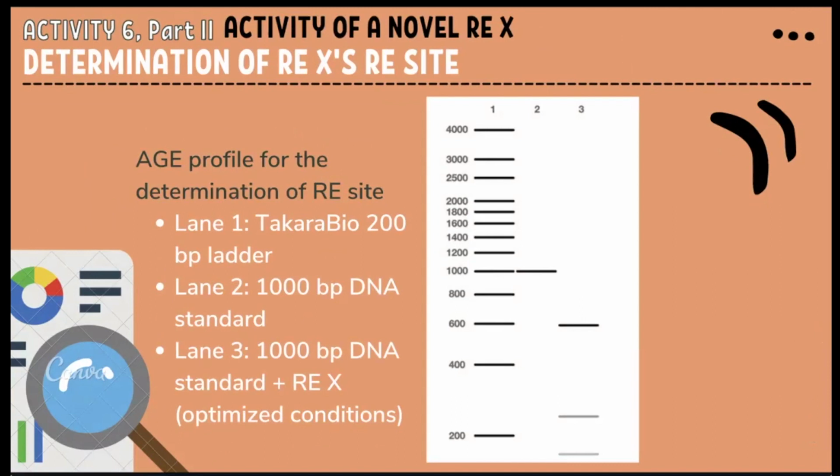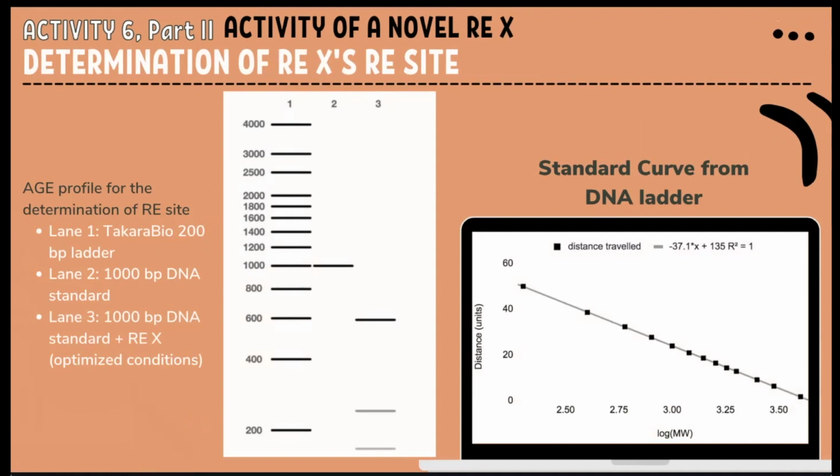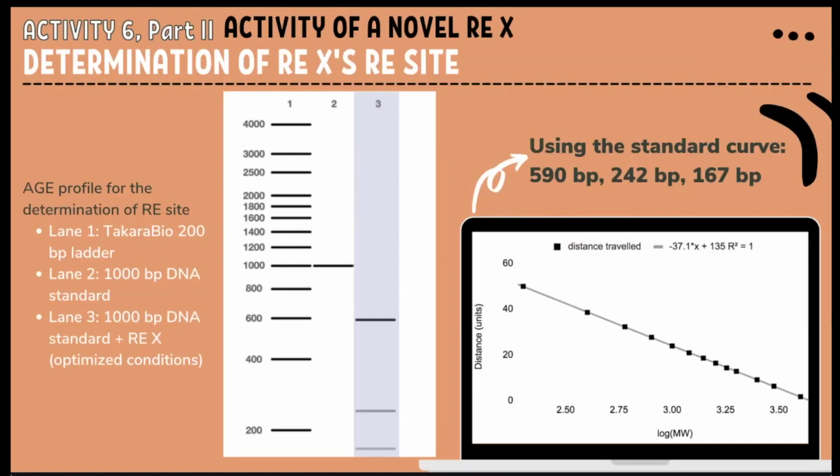Now that we've determined the optimal conditions, we look towards determining the RE site. We performed AGE again with the 1000 base pair DNA standard in lane 2, as well as the digested DNA standard with REX at the optimal condition set seen in lane 3. By establishing a standard curve for the DNA ladder with distance in arbitrary units against the logarithm of the molecular weight, we get a linear equation which we can use to estimate the fragment sizes in lane 3. The estimated fragments are 590, 242, and 167 base pairs.